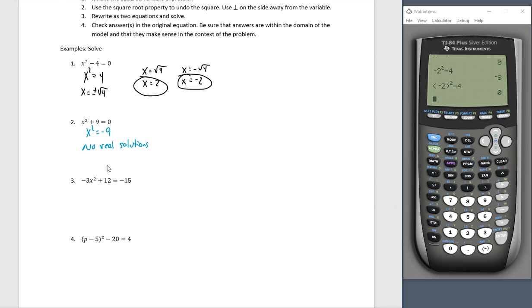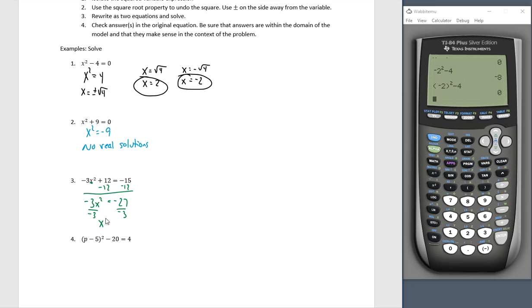Let's try this again. So we want to isolate this squared part. I want to get that completely by itself. So let's subtract 12 from both sides first. Negative 3x squared equals negative 27. Now keep in mind that if x squared equals a negative value, there's no real solutions. That's after the square is isolated. Only after it's isolated. Here I see, oh, the whole thing equals negative 15. Don't give up on yourself yet. Don't give up on the problem. We have to do the work to isolate first.